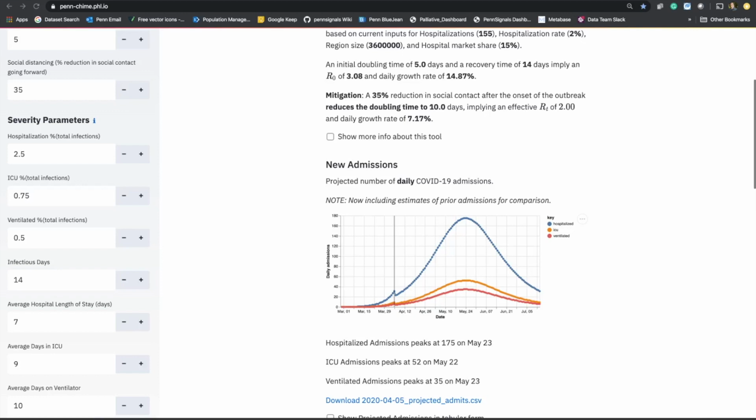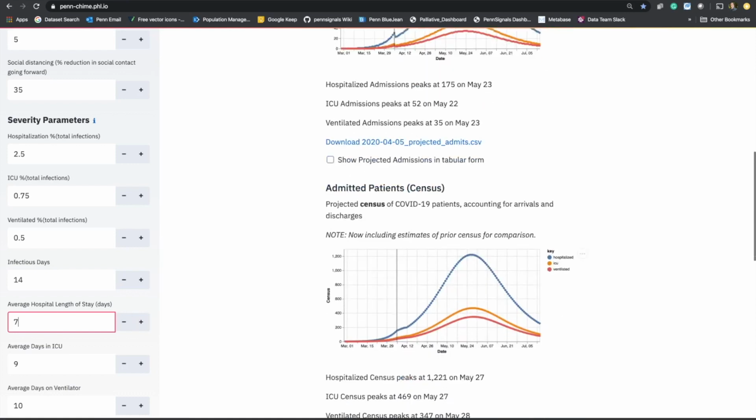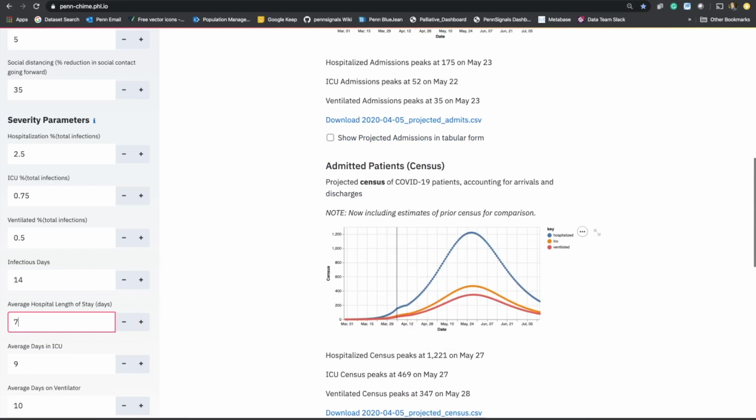Finally, we get into the length of stay of COVID patients in the hospital system. This is another area that's created a little confusion within the CHIME tool, partly because of the dependence of these different acuity levels. Average hospital length of stay is meant to indicate, for all COVID patients, what is the average length of stay, and this is the value that takes the number of admissions and translates that into admissions and discharges, which this curve accounts for.